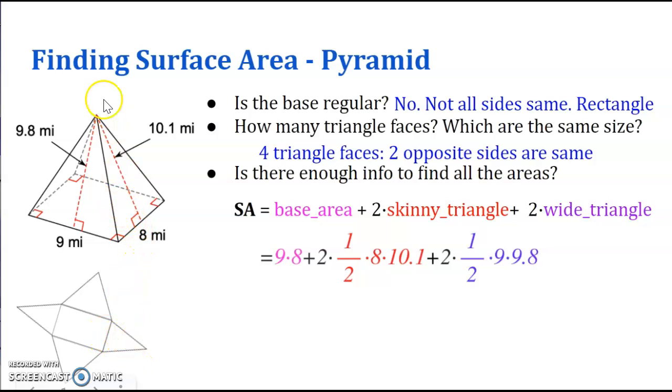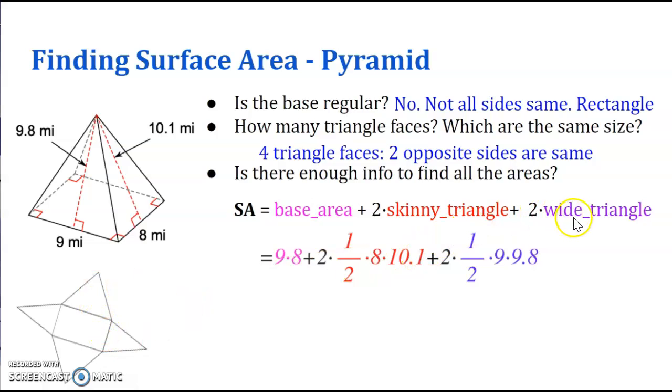What about the height of this triangle here? Well, we're told that this height is 10.1. So it's 8 times 10.1 times half. But then we have 2 of those. So 2 and half, they cancel out. So it's just 8 times 10.1.